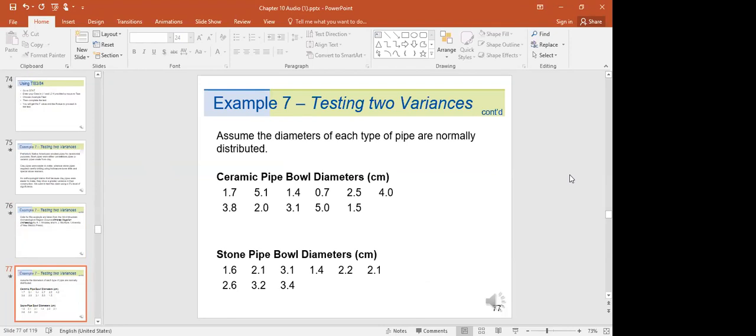Do we get this? Ceramic pipes vary more than stone pipes. So let's enter the data into the calculator. We will enter it in L1 and L2.